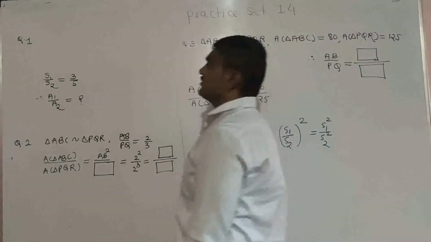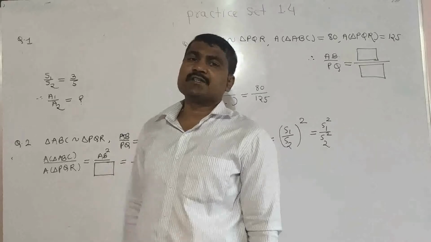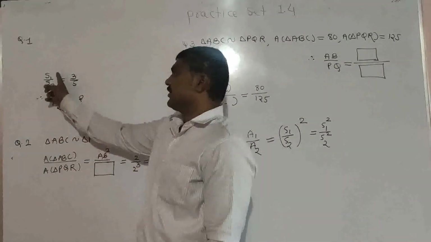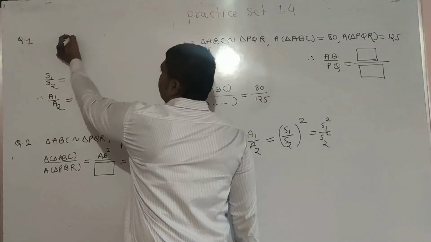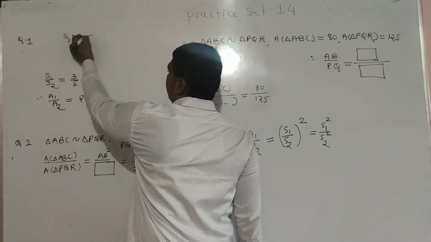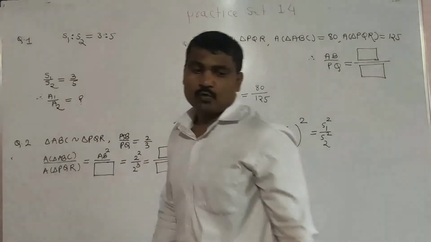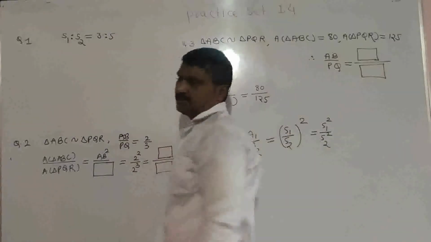Now in question number 1, it is given that two triangles are similar, whose ratio of their corresponding sides S1 upon S2 is given by 3:5, and we have to find the ratio of their areas.